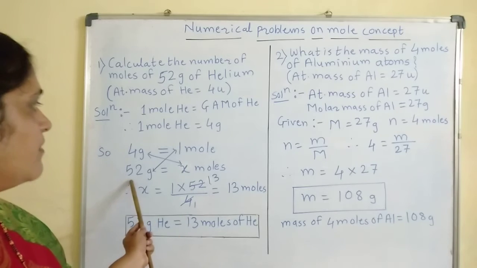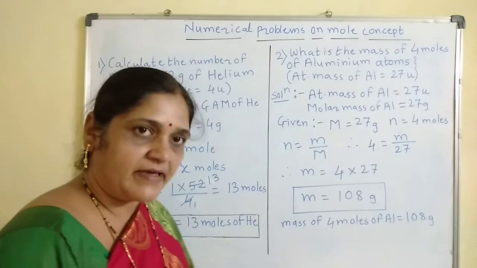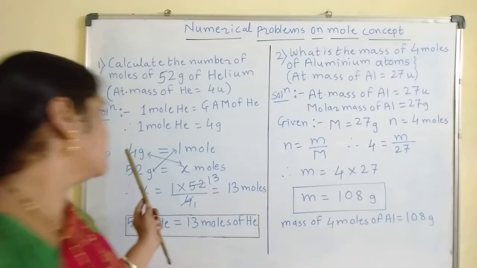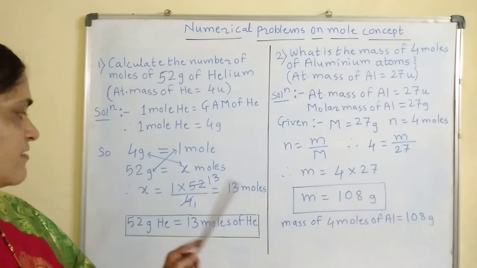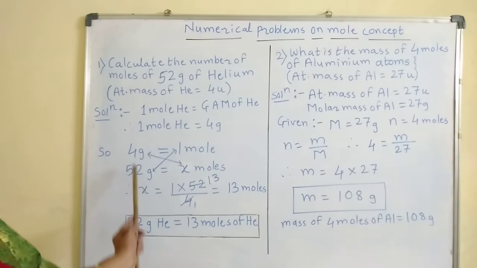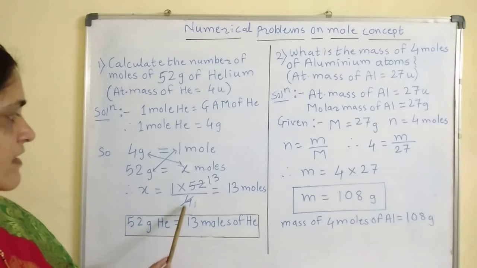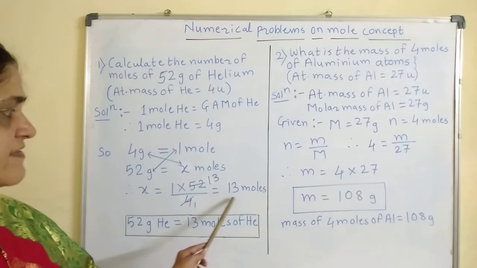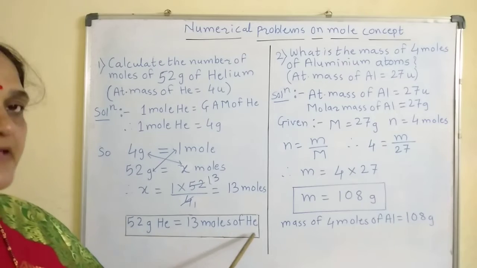Then 52 gram is equal to X mole. Now we calculate the value of X by cross multiplication. So, X multiplied by 4 is equal to 52 multiplied by 1. So X is equal to 1 multiplied by 52 upon 4. Dividing 52 by 4, our answer will be 13. So 52 gram of He is equal to 13 moles of He.